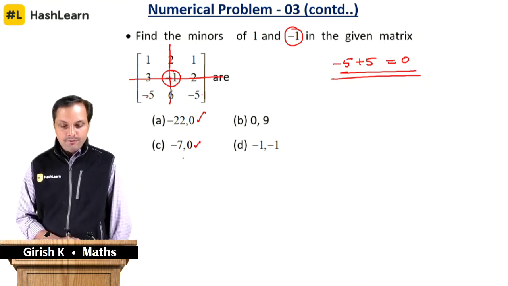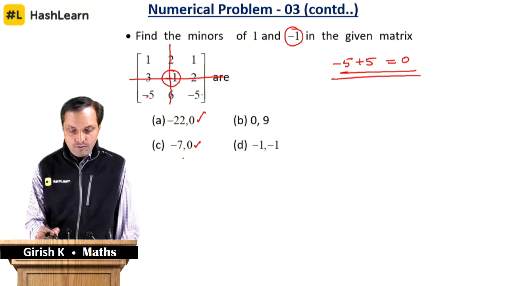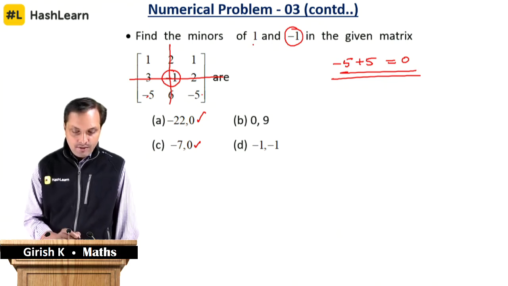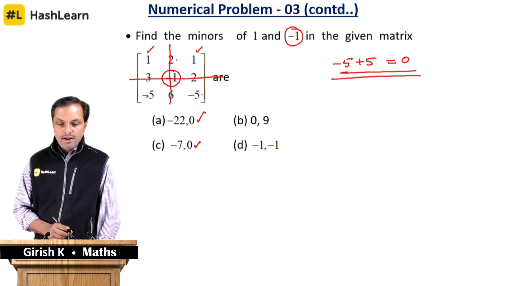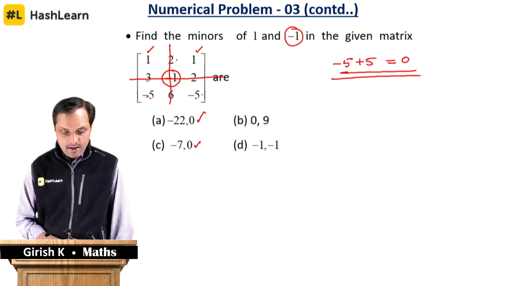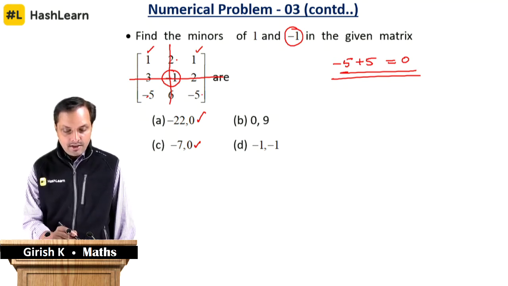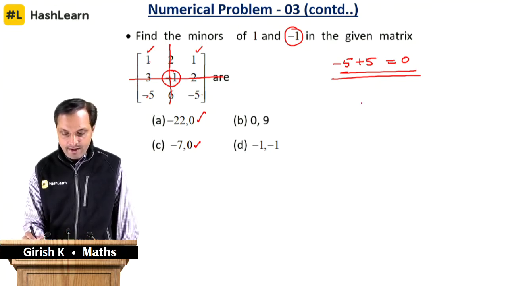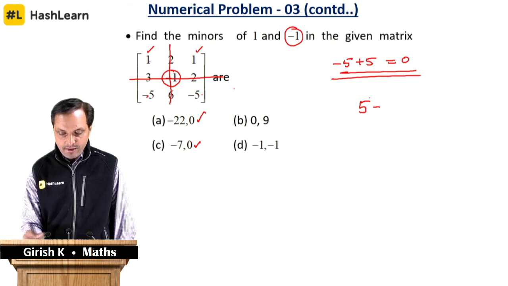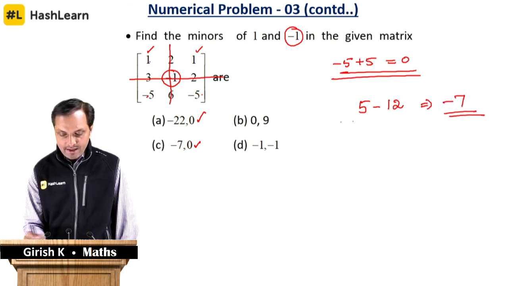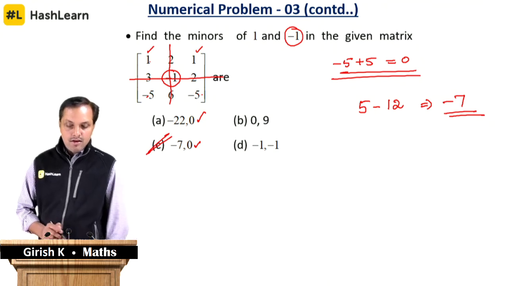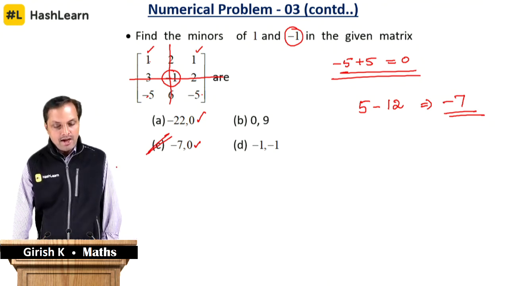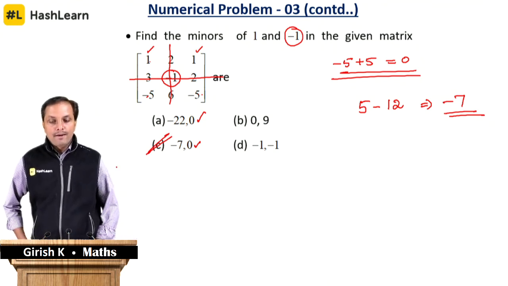And they are asking you to find also the minors for 1. So there are two ones. One is here and another one is here. So let us identify for which one they are asking you to find the minor. Suppose if I use 1, this will be 5 ones are 5, minus 6 into 2 is 12. So that will be giving you minus 7. So minus 7 is in option C. That is your answer.